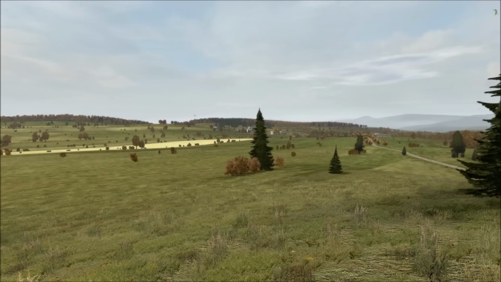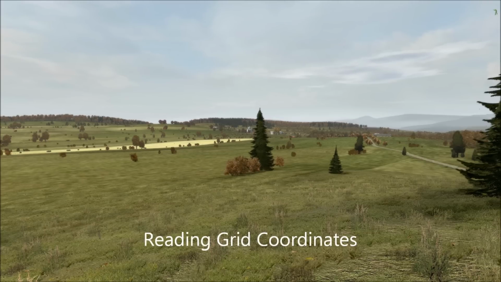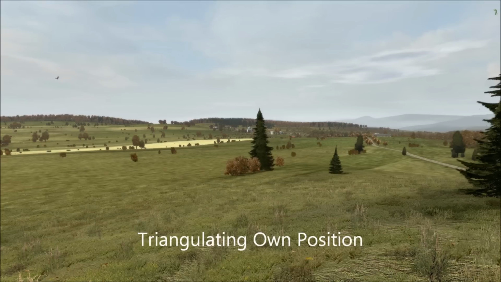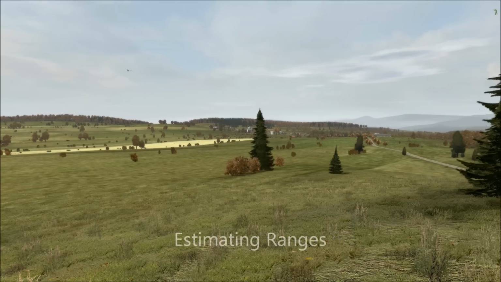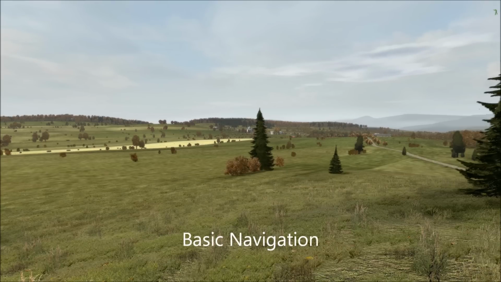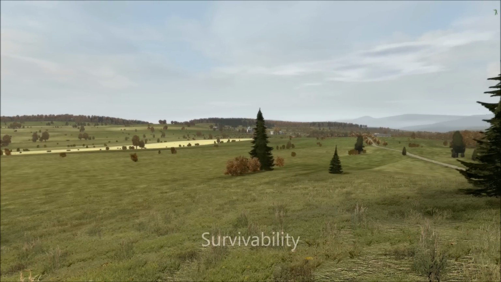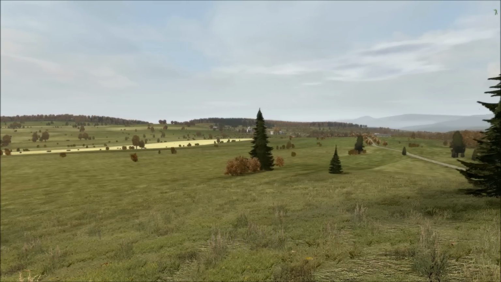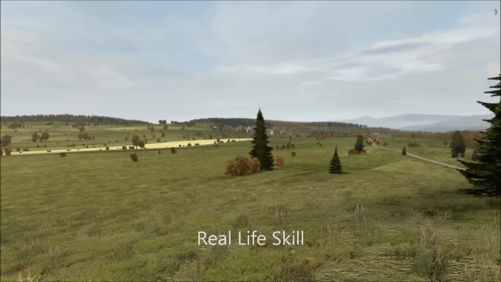My name is Jake Perrell, and in this video I am going to show you the basics of land navigation. This includes reading grid coordinates off the map, triangulating your own position with the compass, and estimating ranges with the binoculars. This lesson will give you the basic skills to find your way around the world of Arma 2, increase your survivability on the virtual battlefield, and can even be applied to real life.